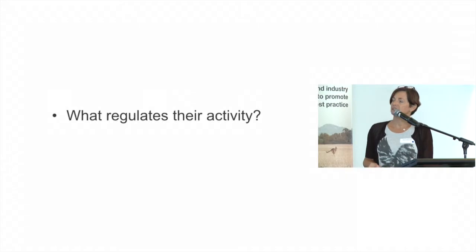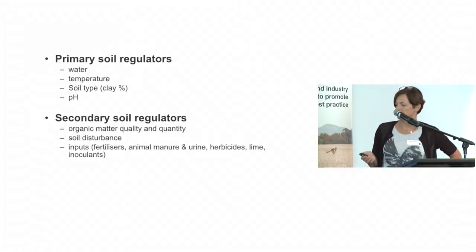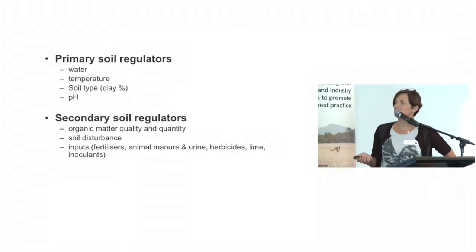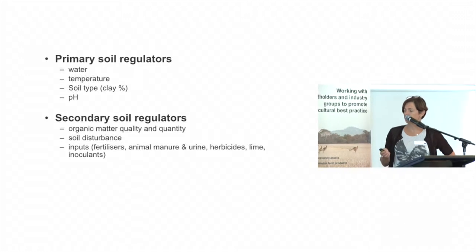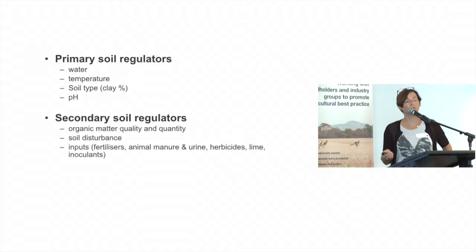So what regulates their activities? There's primary and secondary regulators. Some of the primary regulators we can't really do that much about: water, temperature, clay percent, pH. And then there's secondary things that we perhaps can manage a little bit better. The quality of the organic matter is also a consideration, the C to N ratio.